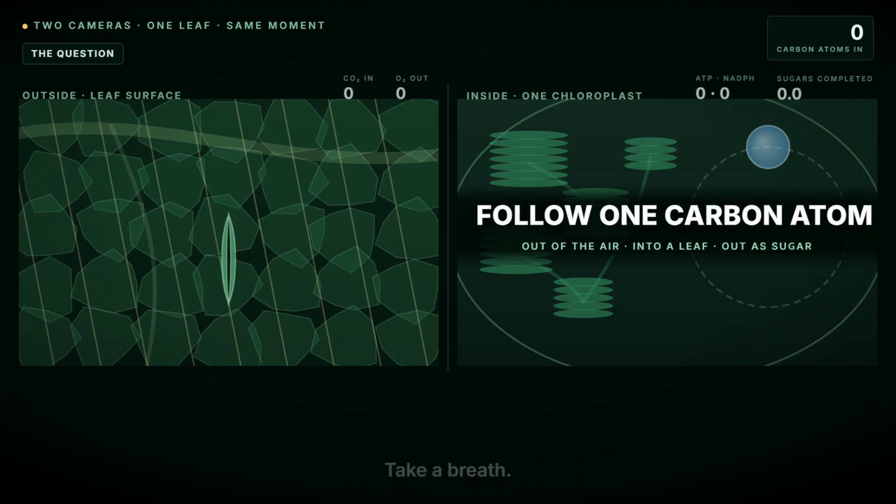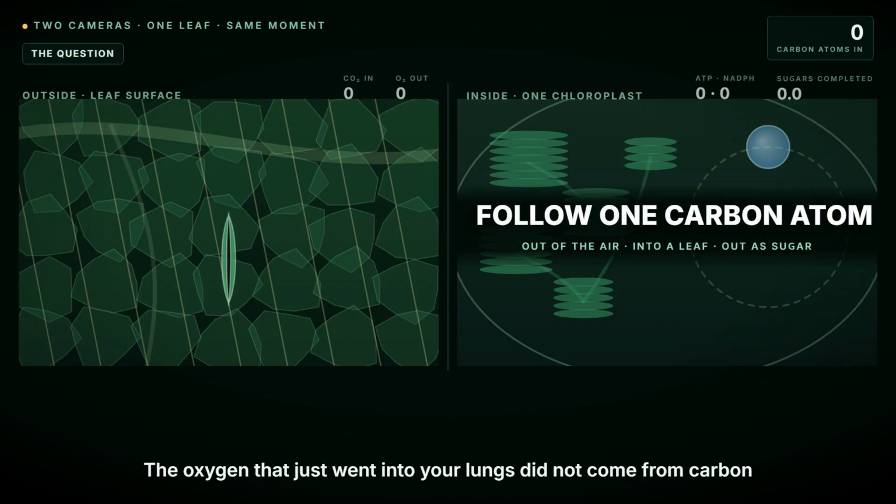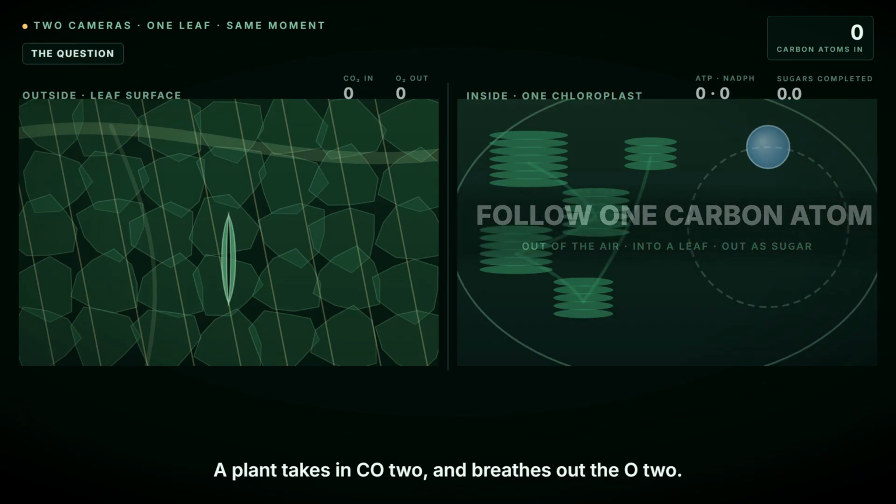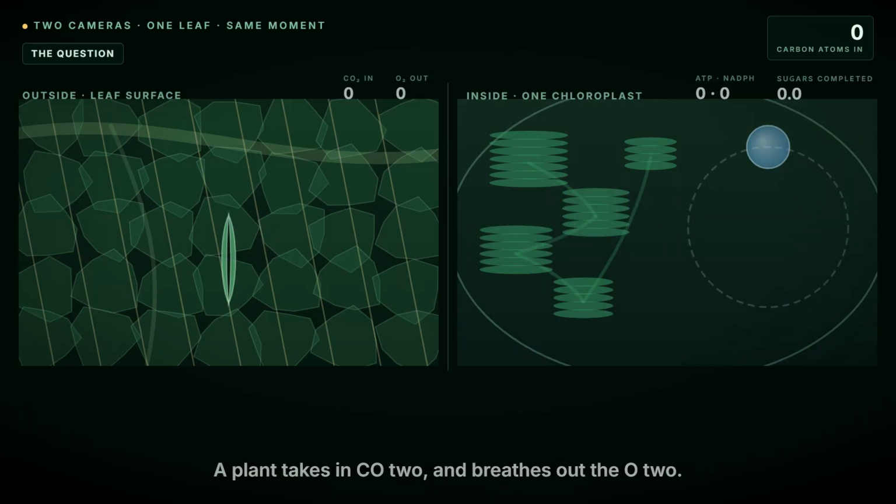Take a breath. The oxygen that just went into your lungs did not come from carbon dioxide. Almost everyone believes it did. A plant takes in CO2 and breathes out the O2. It seems obvious. It is wrong, and the real answer is stranger and better.